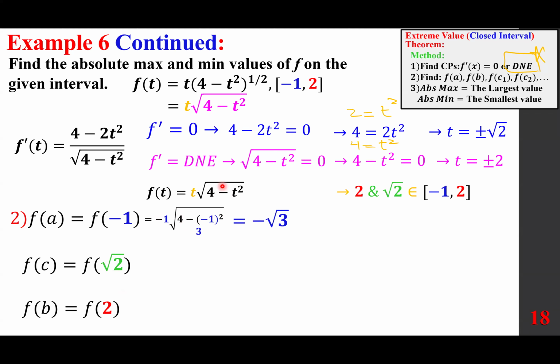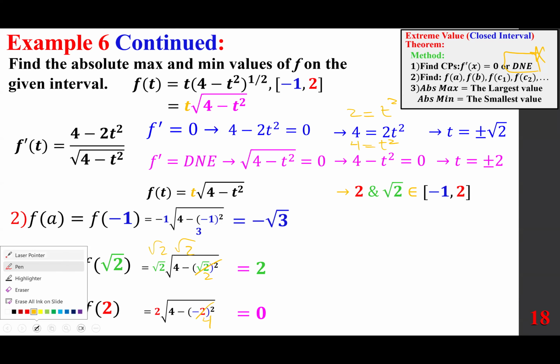Let's plug in square root of 2. You get square root of 2 times the square root of 4 minus square root of 2 squared, and this is 2. 4 minus 2 is 2. So this one is square root of 2, so is this one, and it comes out as 2. Let's plug in 2. This is 4. 4 minus 4 is 0. Square root of 0 is 0, and everything becomes 0.